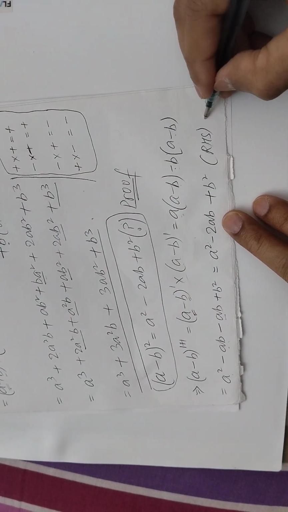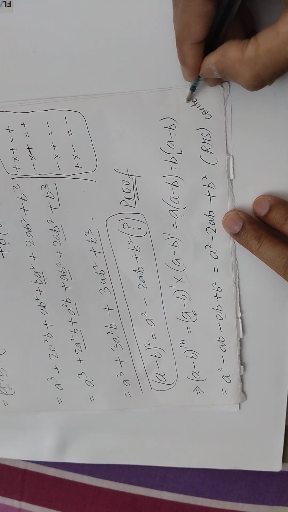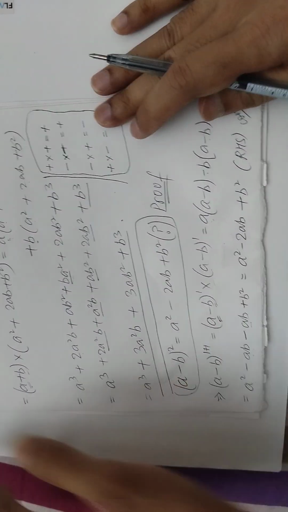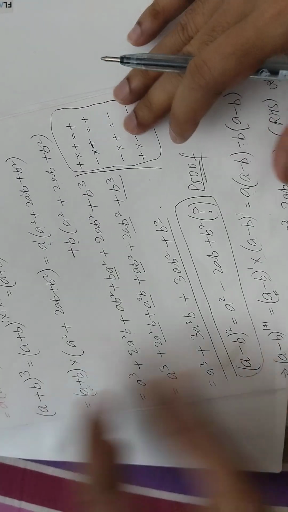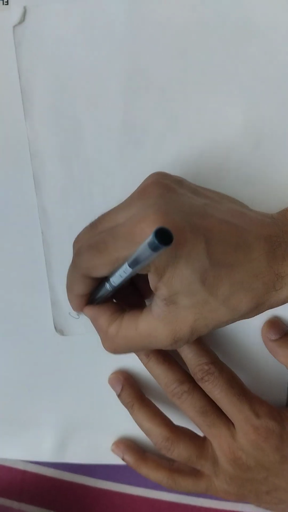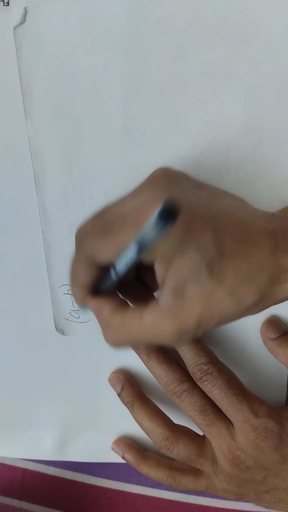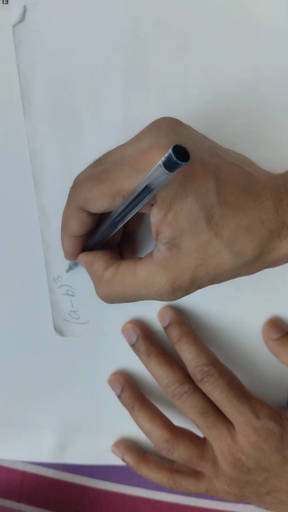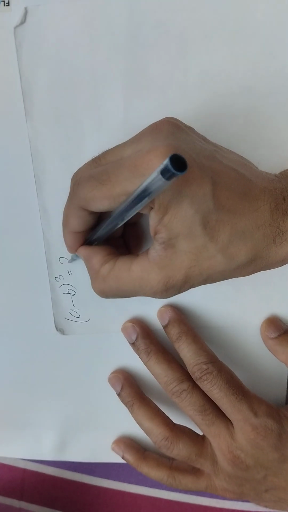We move on to the next equation, which is how do we deduce a minus b whole to the power 3? How do we find the results?